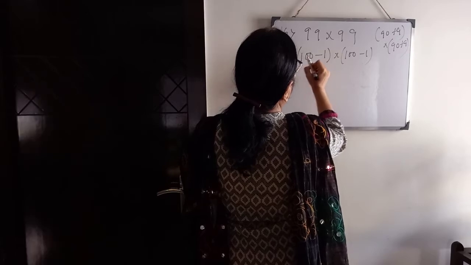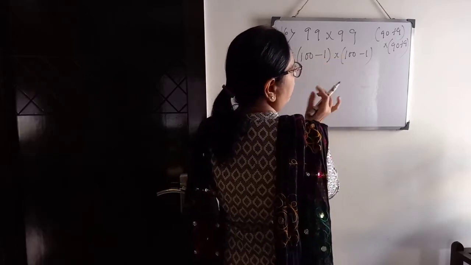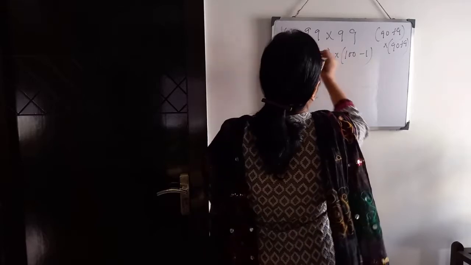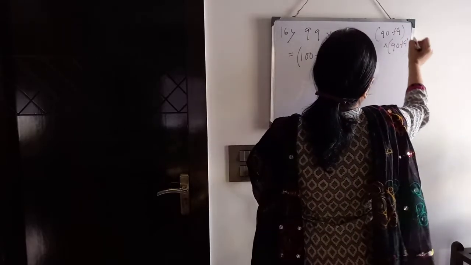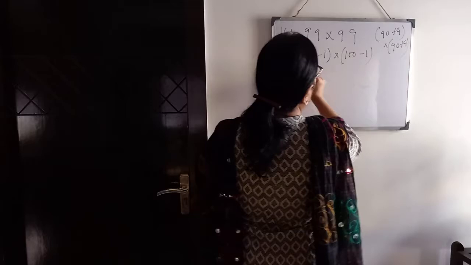After 1 there will be a whole square, so it comes to 1. So you do not have to multiply. So this multiplication you can do by this form also, or you can do by that form.